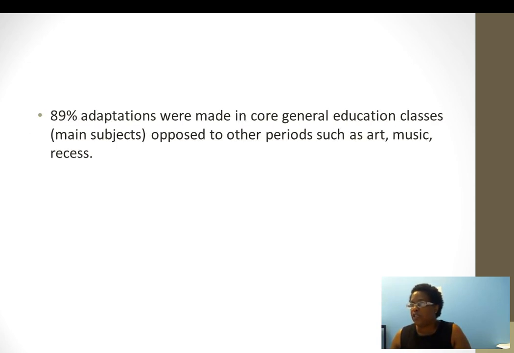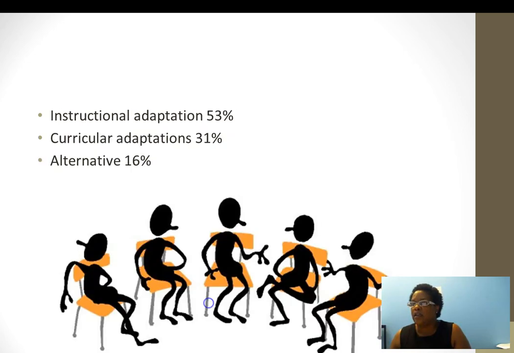Novice teachers that they observed and surveyed were less likely to use reduced length, quantity of assignments, or permit visual tools. So that was really interesting, that the novice teachers didn't do anything closely resembling the experienced teachers. So 89% of adaptations were made in core general education classes, their main subjects, as opposed to other periods such as art, music, and recess. So that probably makes a lot of sense. So also in this study, on instructional adaptations, they found 53% of instructional adaptations were impactful, curricular adaptations 31%, and then just alternative types of adaptations were made by teachers that were totally something different.